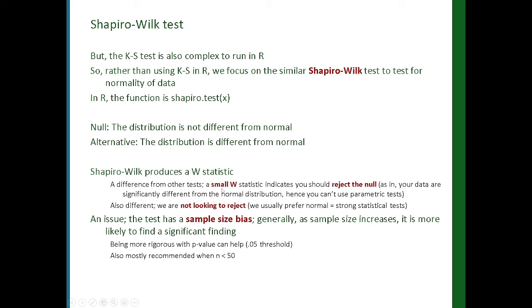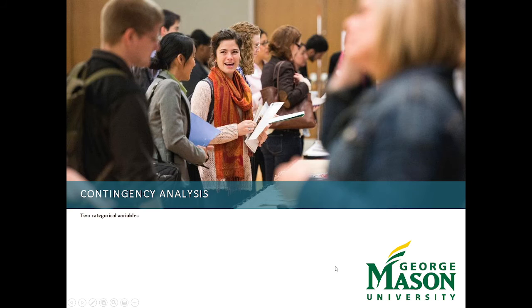We would expect a small W statistic, so it's basically the opposite, to indicate that we would reject the null hypothesis, okay? So this is kind of different. We're also not looking explicitly to reject the null hypothesis in this approach, okay? And there are also some sample biasing issues, so I don't want to get too bogged down in that. We'll also pick up how we do some of those calculations at a later stage in the laboratory session.